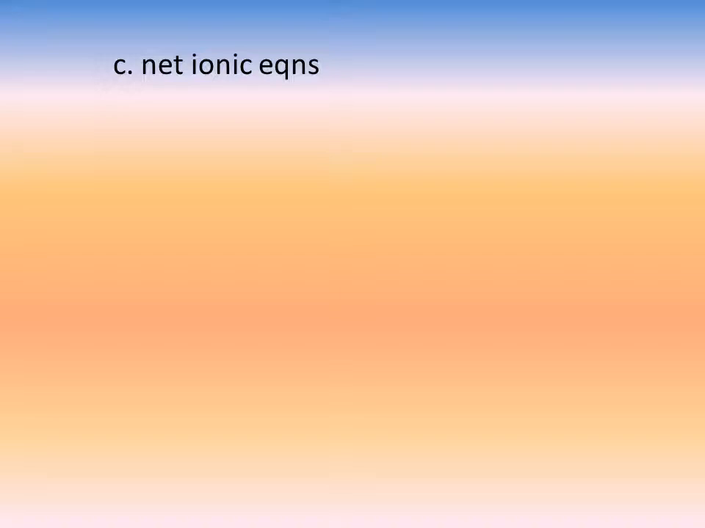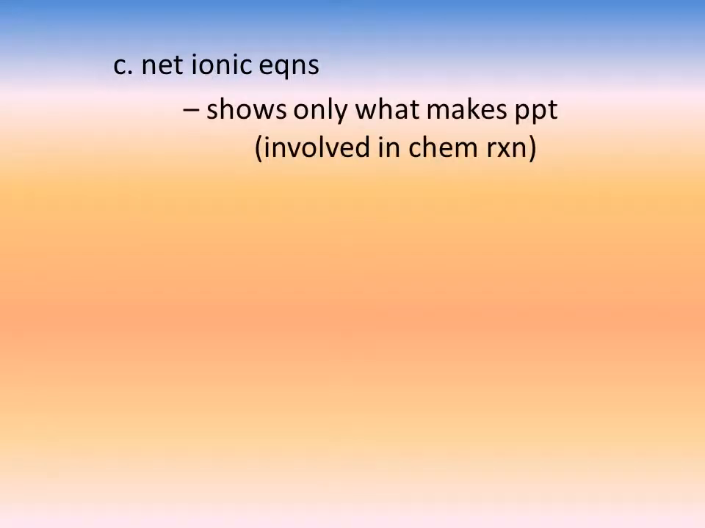So net ionic equations is what actually takes place in the reactions. So if I look at this, it only shows what makes the precipitate. So it's only showing what's involved in the chemical reaction. It's only showing the players of the contest. So whether we like it or not, the athletes, it's the team. Some people take team pictures with the fans, but ultimately it's the team on the court that's determining it. So net ionic equations is what's making the precipitate.